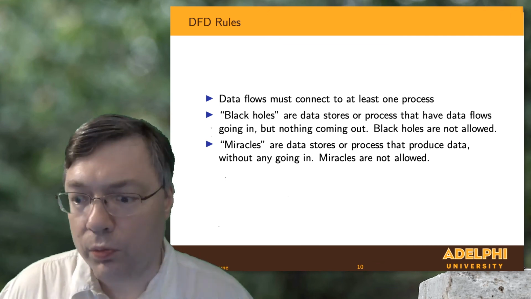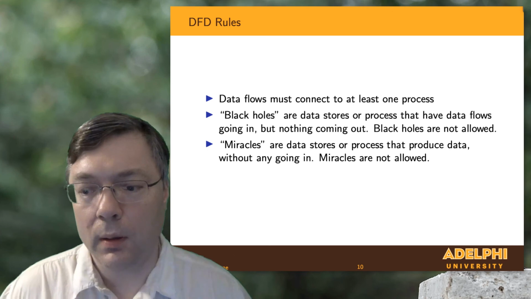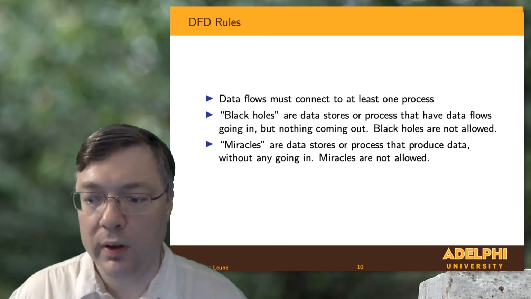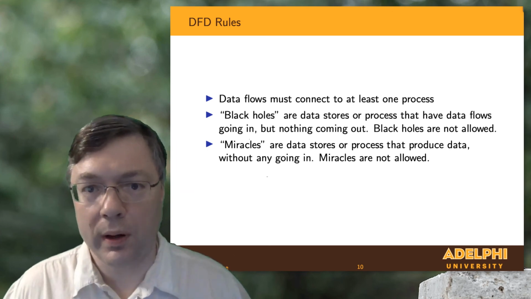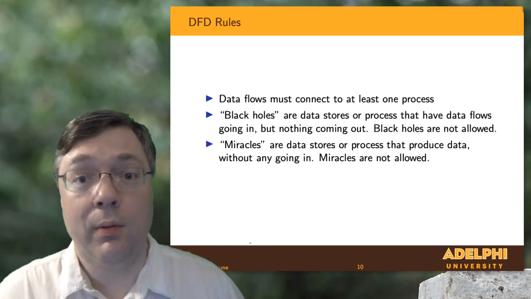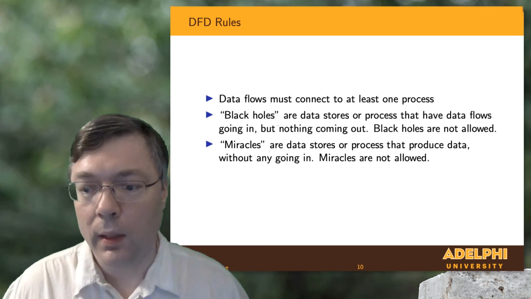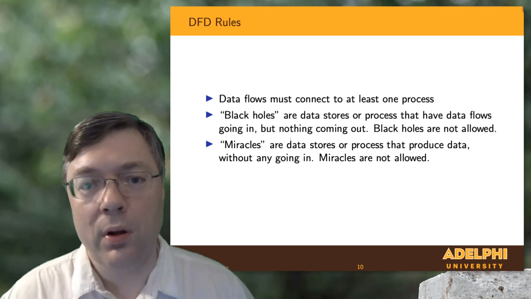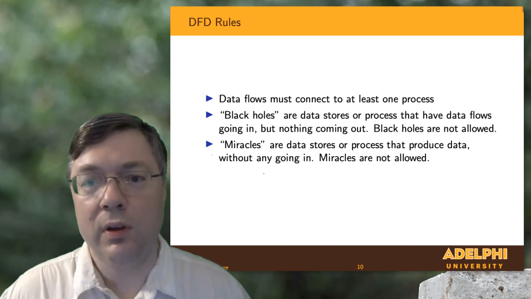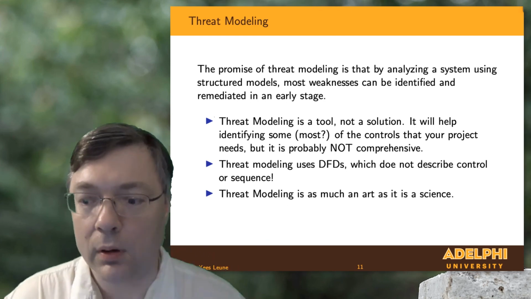There are some rules. Like I said, a data flow must connect to at least one process. Black holes are those data stores that have data going in but nothing coming out. They're not allowed. And miracles are things that spontaneously generate data without anything going in the first place. That's also not allowed. When I apply those rules to my models, it's interesting to see what you end up with. But we can use those models for threat modeling.